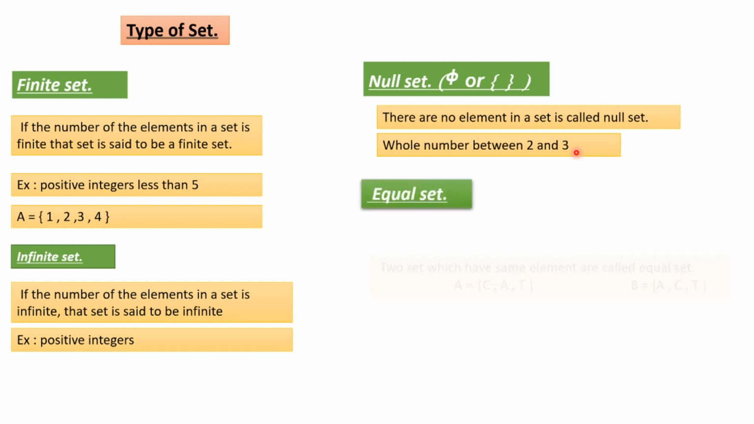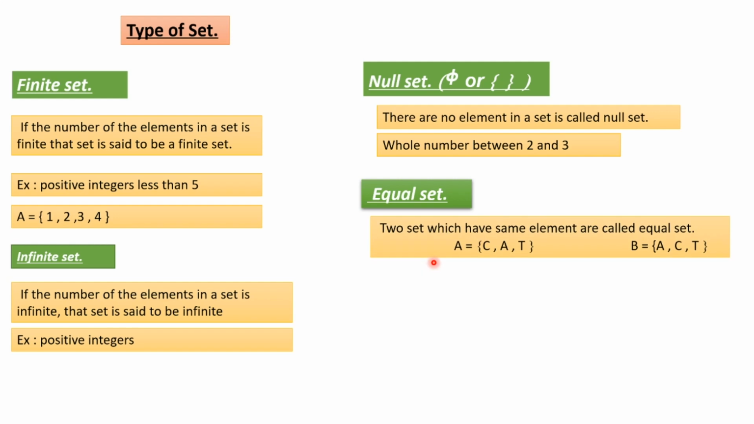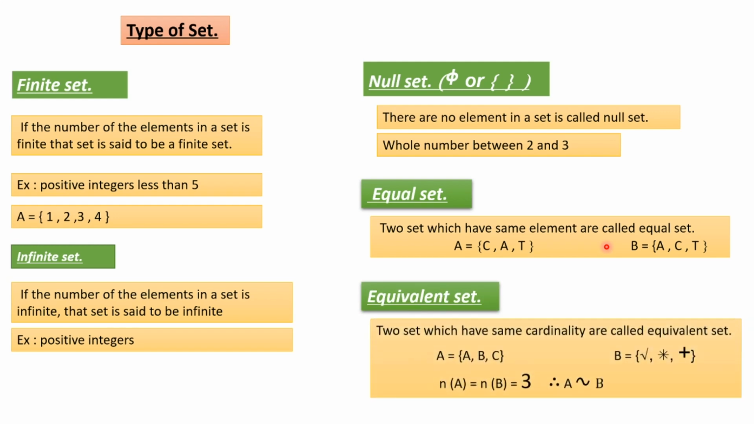Next one, equal set. Two sets which have the same elements are called equal sets. That means both sets should have the same elements. These are called equal sets. The next one is the equivalent set. In this case, you don't need the same elements, but if the number of the elements is equal, that is called an equivalent set. In the equivalent set, only the number of the elements is equal. No need for all the elements to be equal.